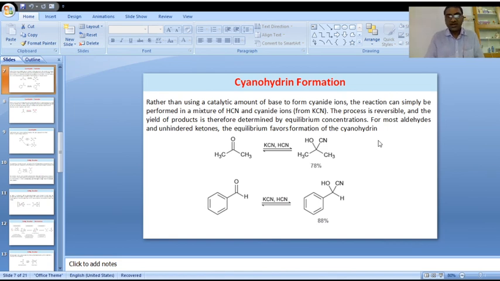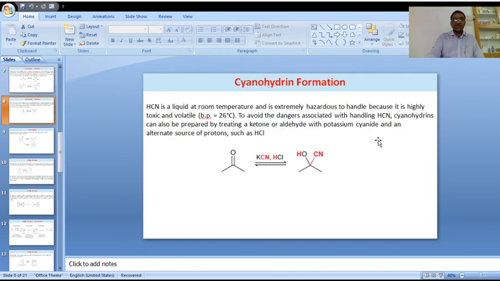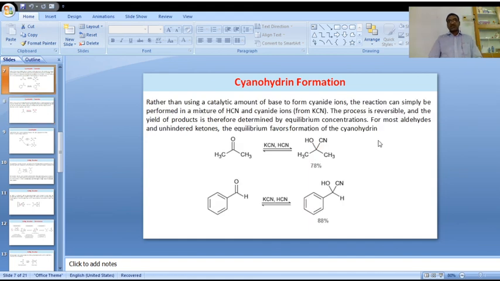The remaining type of cyanohydrin formation is another type. What is that? Cyanohydrin formation in the presence of acid, that is, potassium cyanide in the presence of hydrochloric acid. The reaction part and the reaction mechanism part we'll discuss in tomorrow's lecture.